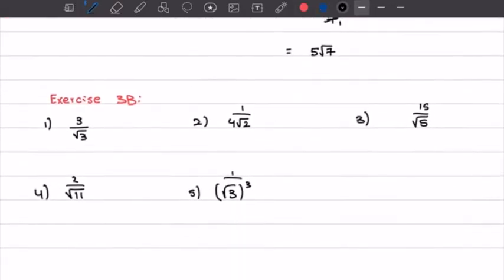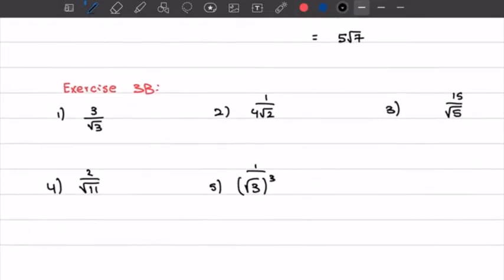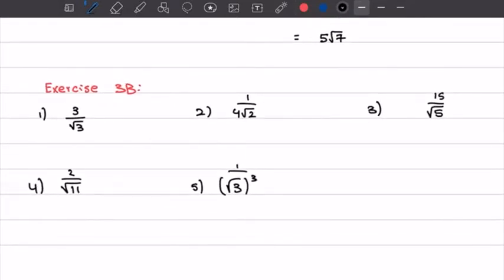Now that we understand what rationalizing is and how you do it, take a moment and do these 5 questions from exercise 3B. Exercise 3B has many more questions. I have just taken 5. So if you have the PDF or the textbook, go ahead and try to do every single one. Take a moment, pause the video, and do these questions. Alright, now we'll be going through these questions.